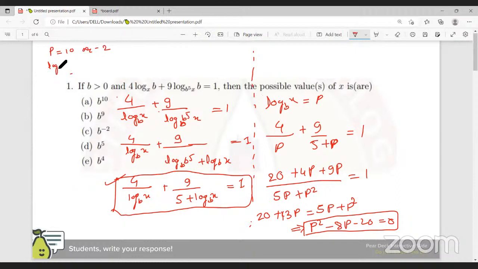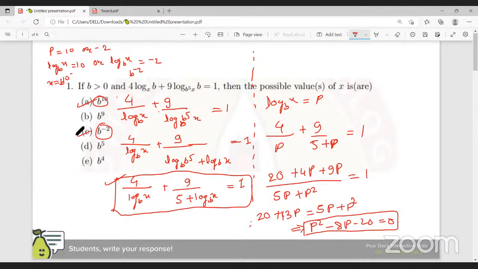So log of x to the base b equals 10 or log of x to the base b equals minus 2, right? Yes, sir. From here you will get x equals b to the power 10. Here you will get b to the power minus 2. Yes, sir. A and C are the correct options here, right? Yes, sir.